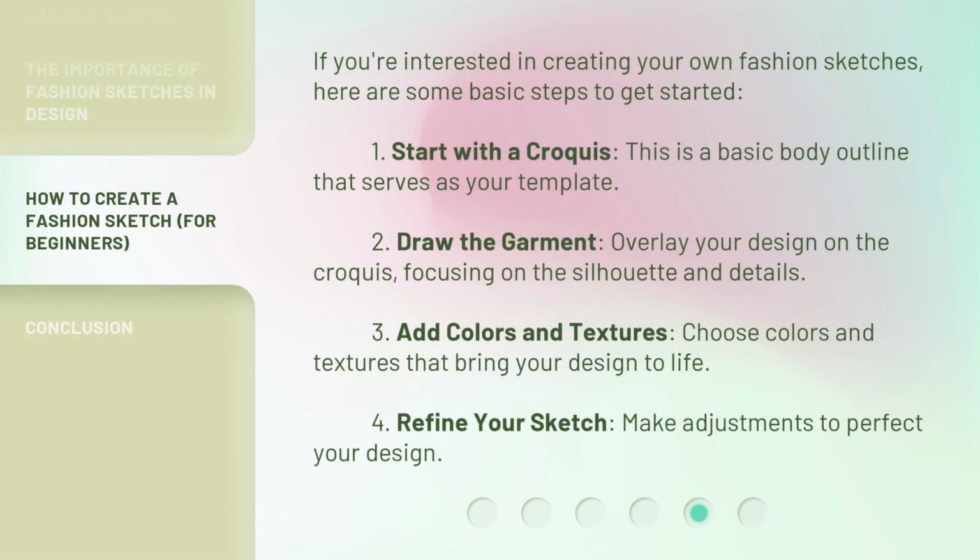If you're interested in creating your own fashion sketches, here are some basic steps to get started. 1. Start with a croquis. This is a basic body outline that serves as your template. 2. Draw the garment. Overlay your design on the croquis, focusing on the silhouette and details. 3. Add colors and textures. Choose colors and textures that bring your design to life. 4. Refine your sketch. Make adjustments to perfect your design.